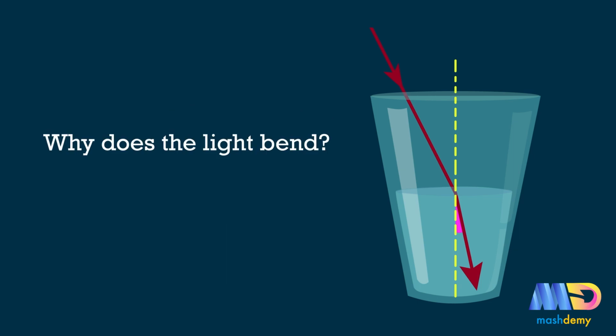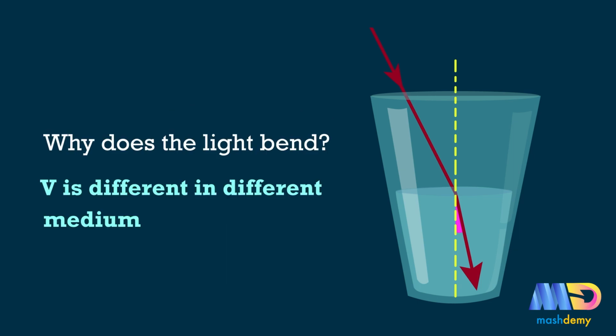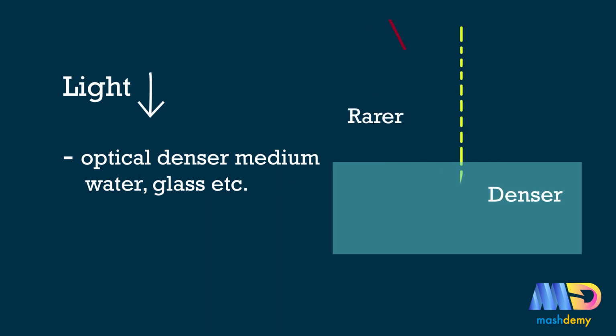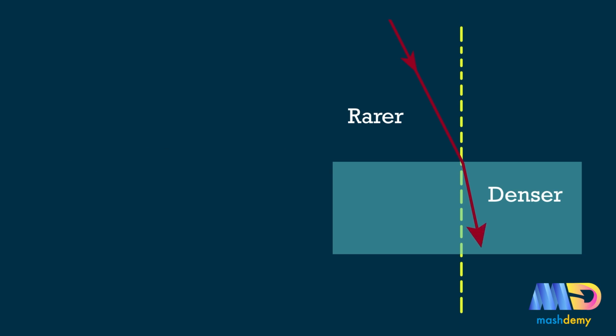We usually get the same answer, that the speed of light is different in different media, as light is slower in an optically denser medium like water, glass, etc. than in air. So when light travels from an optically rarer medium to an optically denser medium, it will slow down. We can agree to that. But why does it bend? The question is still there.